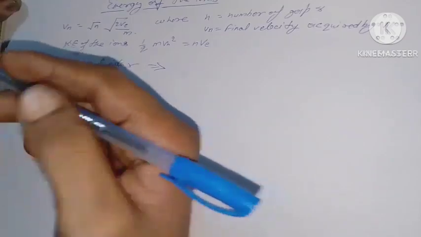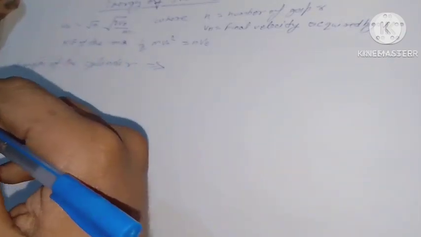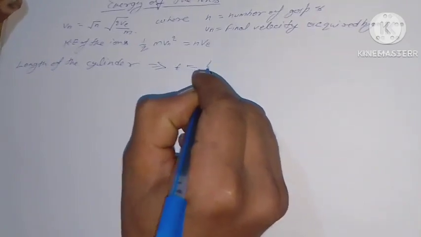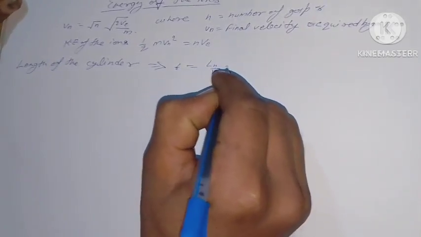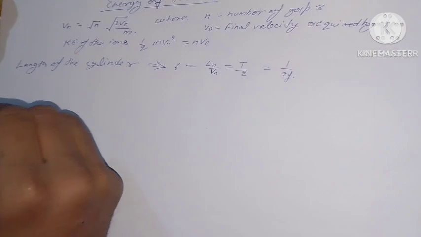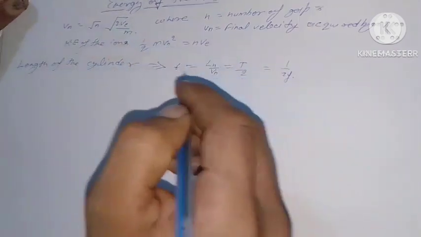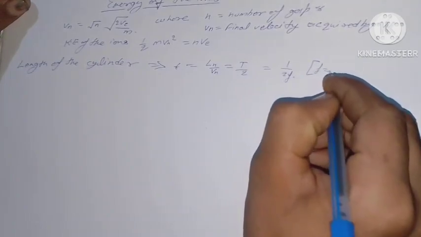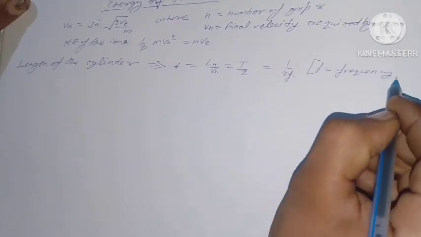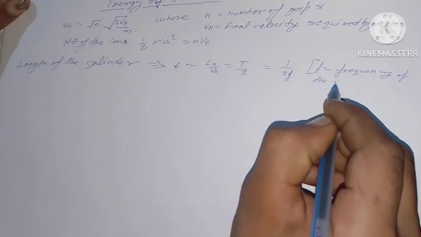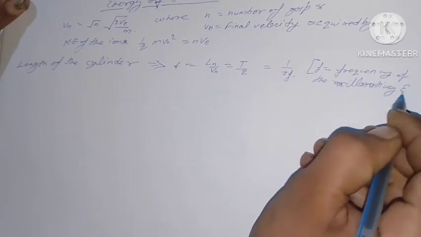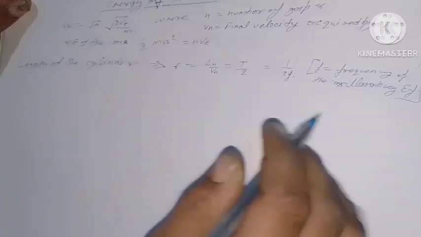If Vn is the velocity of the ions, the time it takes to pass through the nth cylinder of length Ln, then t equals Ln by Vn equals T by 2 equals 1 by 2F, where F is the frequency of the oscillating electric field. Okay.